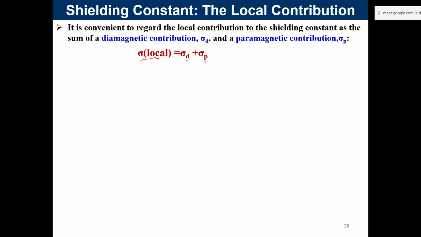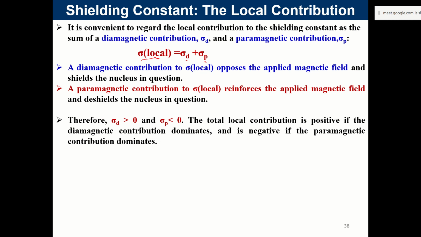D stands for diamagnetic, P stands for paramagnetic. Diamagnetic contribution means there is a reduction in the overall field experienced by the nucleus. Paramagnetic contribution means there is an increase in the overall magnetic field experienced by the nucleus. So how do we assign? Greater than 0, it is a diamagnetic contribution. Less than 0, that means negative values, that is a paramagnetic contribution.